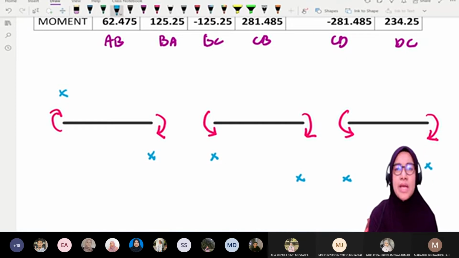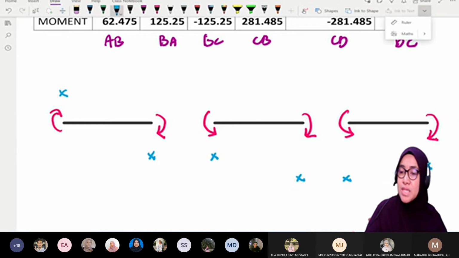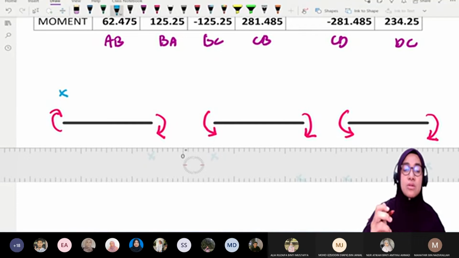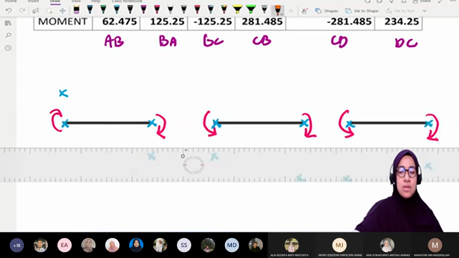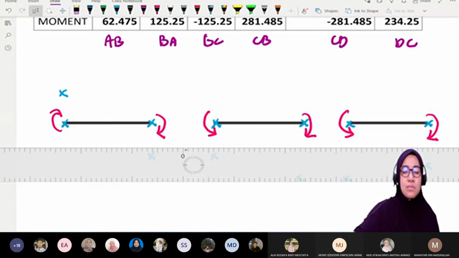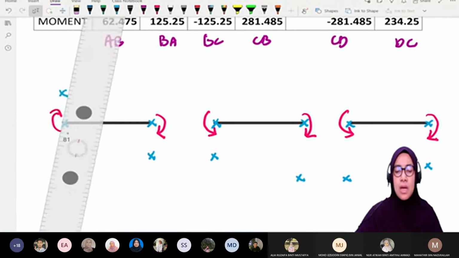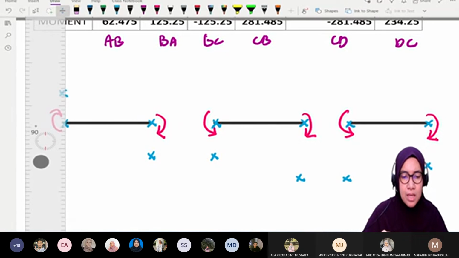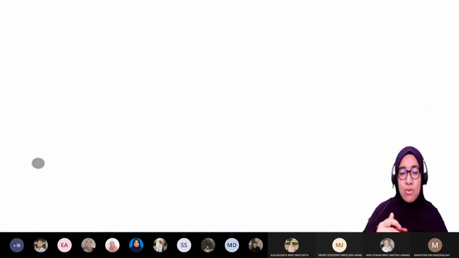Okay, so to draw the diagram, we just need to join the dot. Okay, join the dot. Of course, yang ni the first point, this is the last point. Okay, so since AB tak ada loading, kita boleh terus sambung titik-titik tu lah. Okay, sebab AB ni, AB no UDL, no point load.